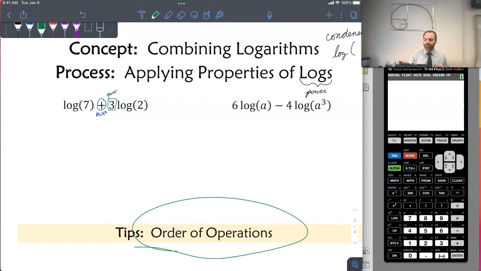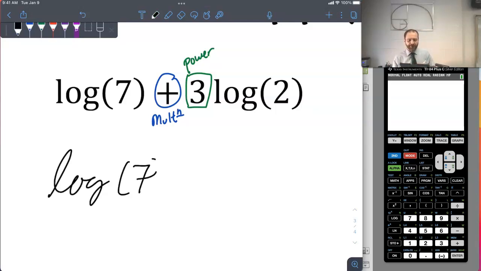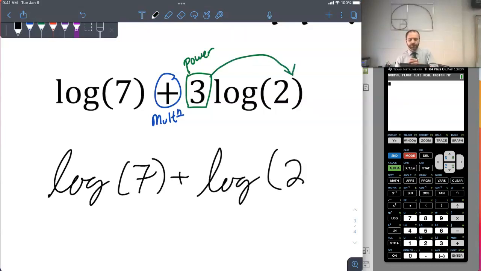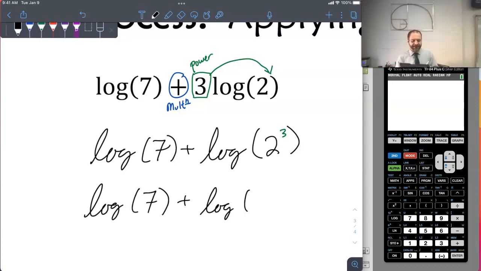Well, which comes first with order of operations? Exponents, powers, or multiplication? First are exponents, are powers. So I am not going to combine with that plus sign using multiplication yet. I am going to take this power and bring it up. So it's log of 2 cubed. So no coefficients. I know what 2 cubed is. And that gives me 2 cubed is 8.